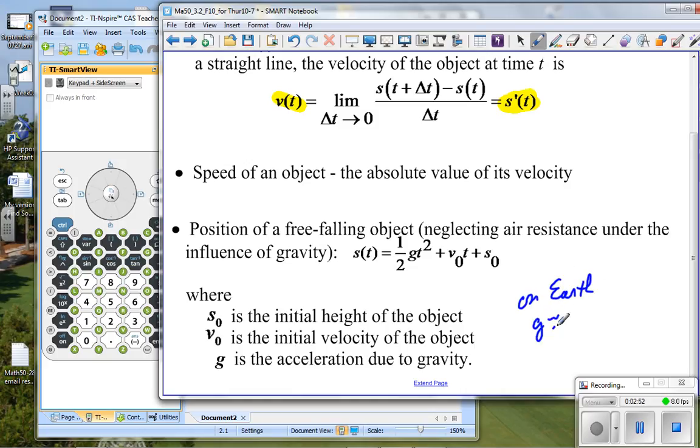g is approximately equal to negative 32 feet per second squared. If we go into the metric, it's approximately negative 9.8 meters per second squared. So we're going to need that information. So our position functions won't have a g in it. It'll have either a negative 32 or a negative 9.8 on there.